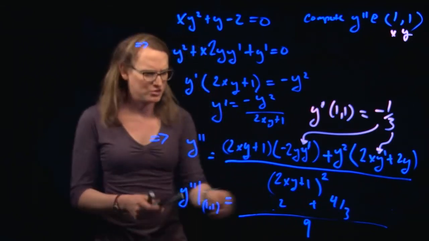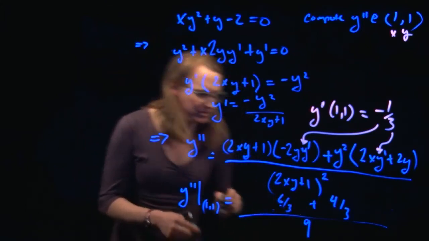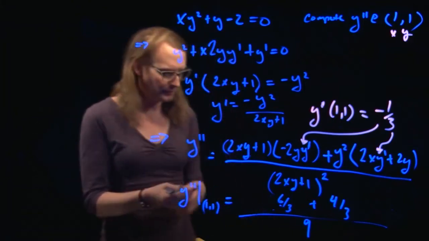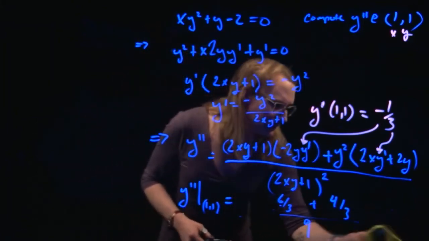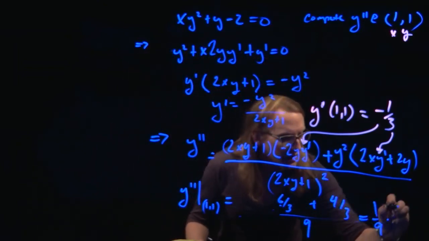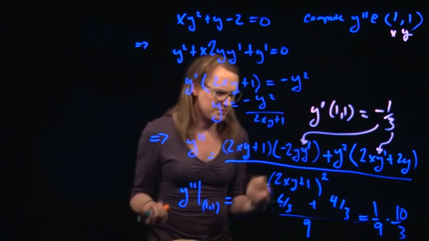And then 2 is the same as 6/3. 6/3 plus 4/3 is definitely 10/3. So the answer is going to be 10 over 27.